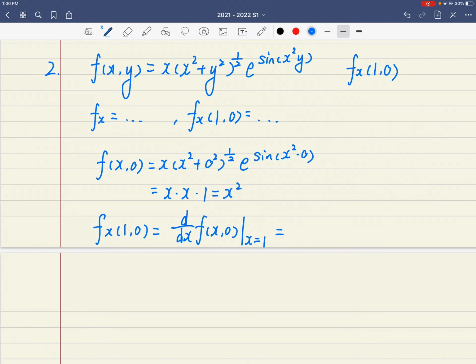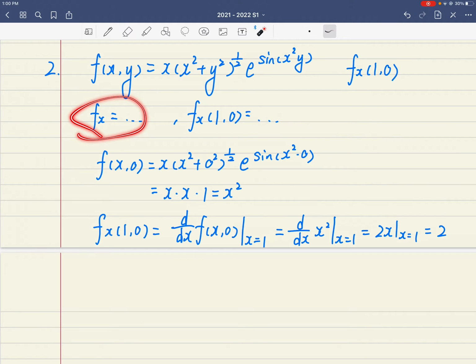So now it's much easier. You just have x squared, you just have to differentiate x squared and then substitute x with 1, right? So it's 2x when x is 1, which is just 2. Okay, so this is a much easier method than getting f_x first and then doing the substitution.